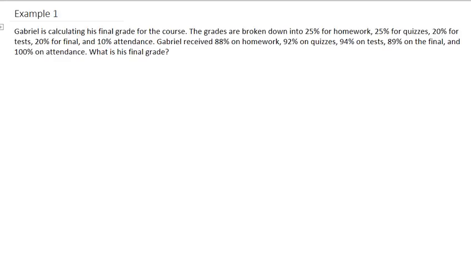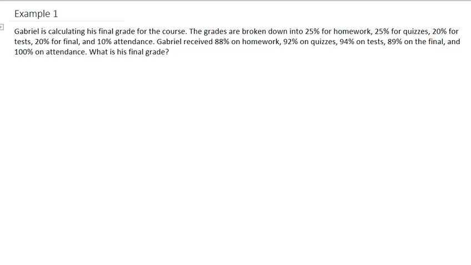Example 1. Gabriel is calculating his final grade for the course. The grades are broken down into 25% for homework, 25% for quizzes, 20% for tests, 20% for final, and 10% for attendance. Gabriel received 88% on the homework, 92% on the quizzes, 94% on the tests, 89% on the final, and 100% on the attendance. What is his final grade?